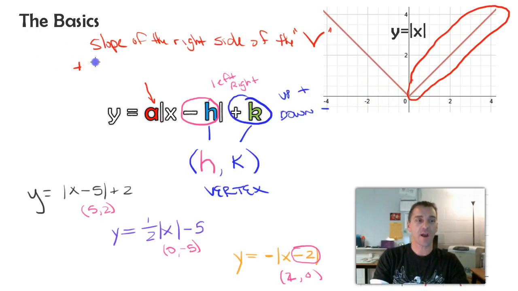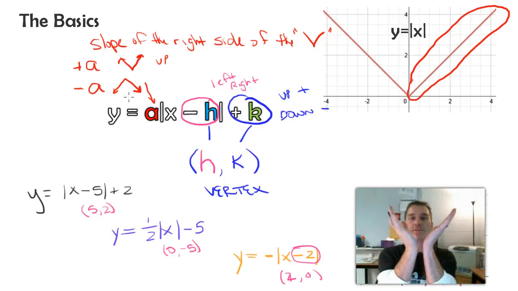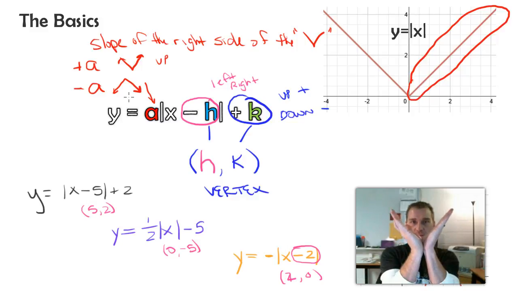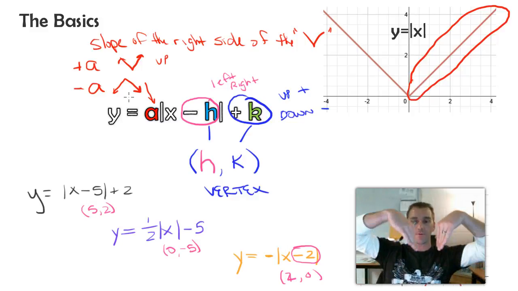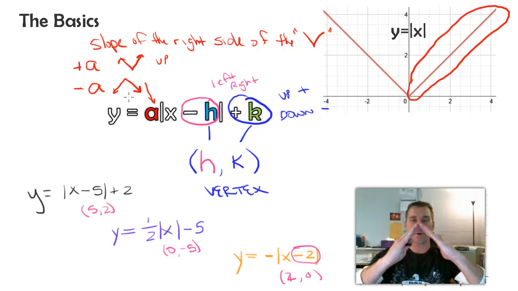If the a value is positive, then the actual V shape will always be going up, like that right there. If the a value is negative, then that V shape will always be going down. So that's how we took the V shape and made it positive. If the a was positive, the V was like this. If the a was negative, then it went down like that. There we go. Positive a, negative a.